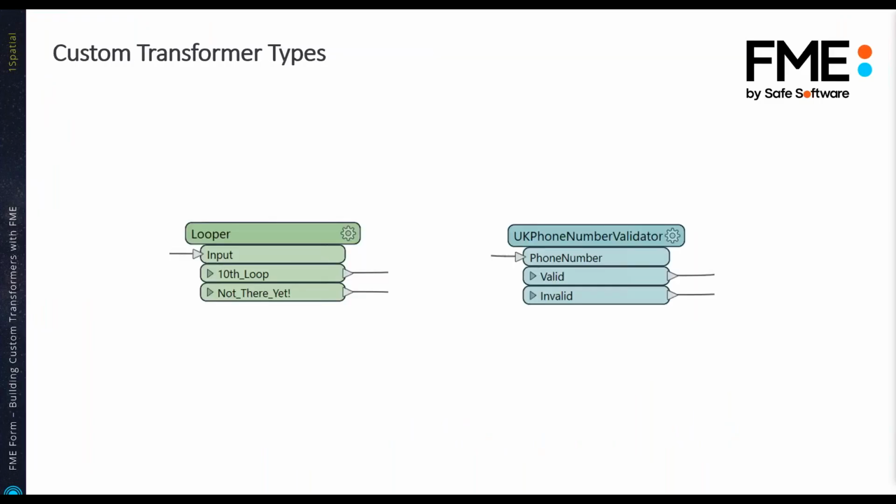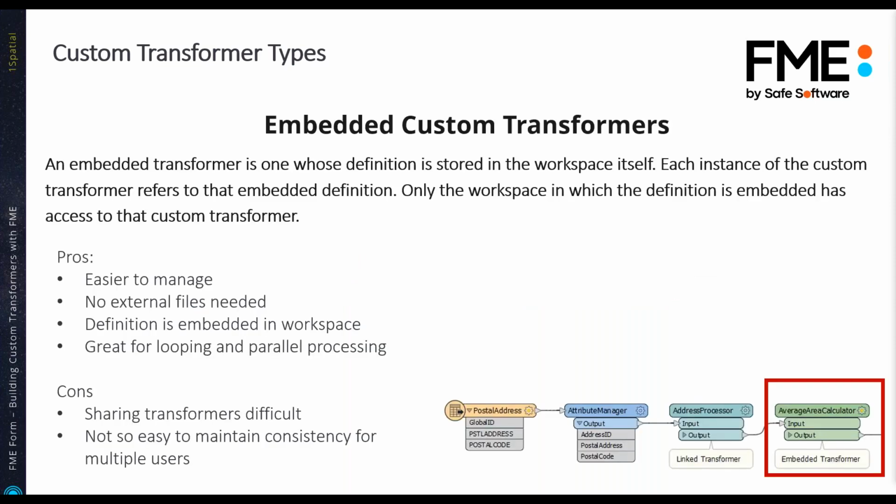So let's move on to the different types of custom transformer we can see. There are two different types, and we're going to take a look at both to see how they're different and how we can create both types. So the first type is the embedded custom transformer. And as we've been seeing, an embedded transformer is one whose definition is stored in the workspace itself. The ones that we've been creating so far have all been embedded custom transformers.